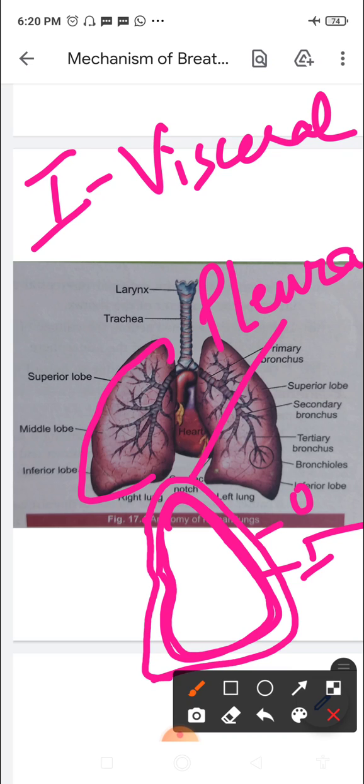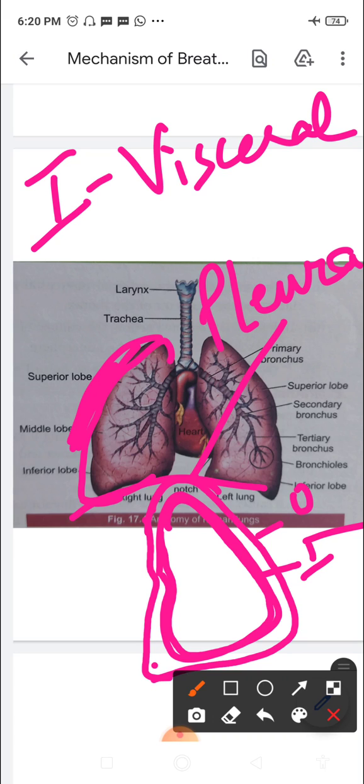Then we come to the outer layer. The outer layer is called the parietal layer. It lines the thoracic walls. The lung is found in the thoracic region, so it is attached to the thoracic walls and the thoracic surface of the diaphragm. Lower down is the diaphragm, so it is attached on one side to the diaphragm and on the other side to the thoracic walls.